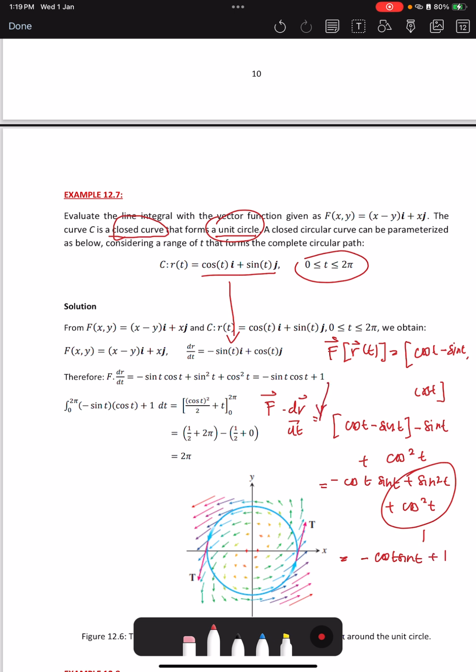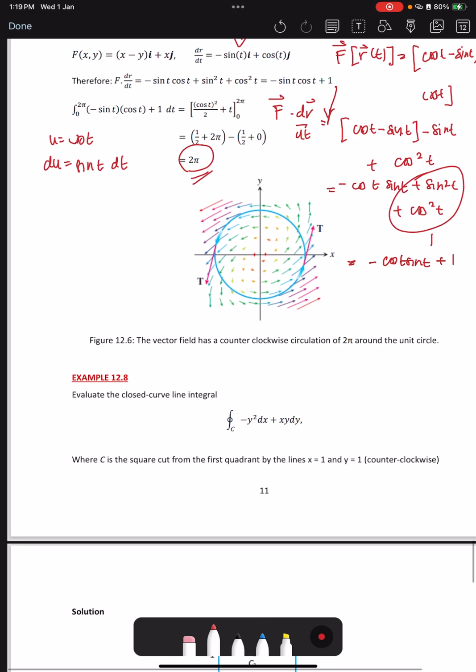So here you get sin t cos t. Integrate it, and you will get cos²t over 2 because you can use substitution. You integrate either one: u can be cos t, du will be sin t dt. It's easy. So you will get this answer, and you integrate it over the interval 0 to 2π, and the answer is equivalent to 2π.